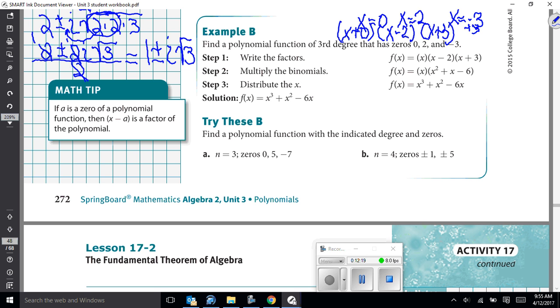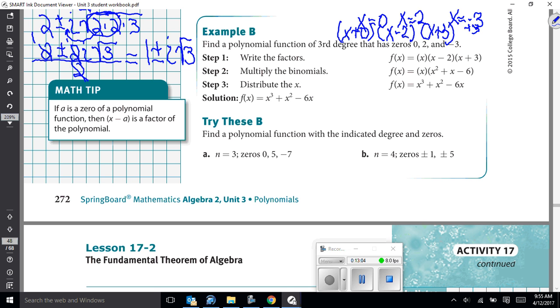Then from step 2 to step 3, what did they do? They distributed that x to each of the terms. So x times x squared is x cubed, x times x is x squared, x times -6 is -6x. All right, so this is the polynomial. It has a degree of 3 with these 3 roots. Now, if it said find a 4th degree polynomial with these roots, would that be enough information? No, because this has 3, and if it was a 4th degree, we would need another root, right?